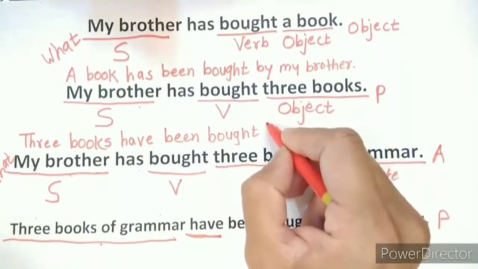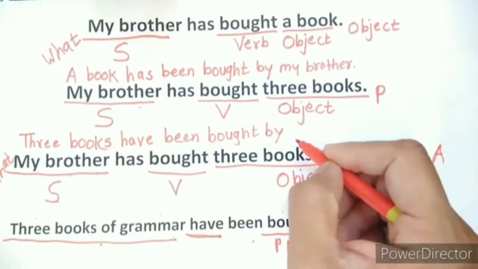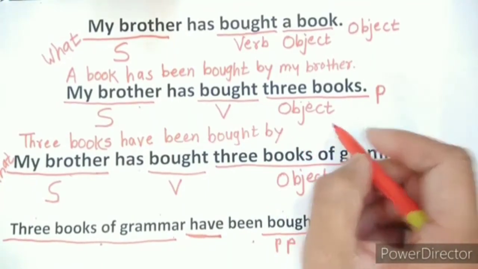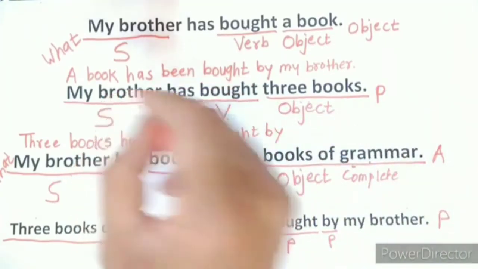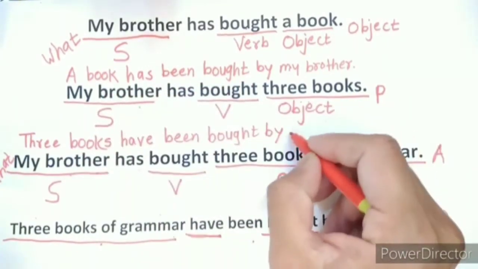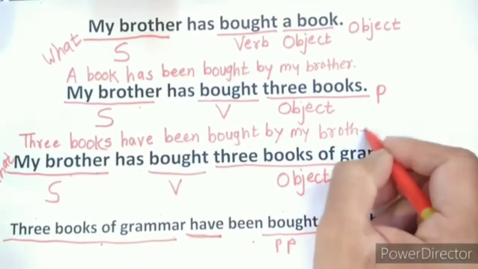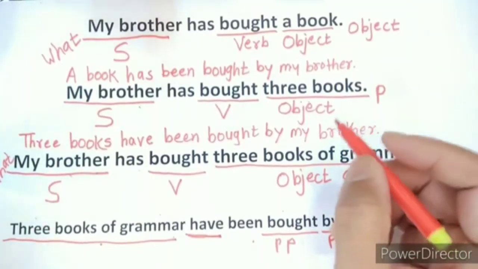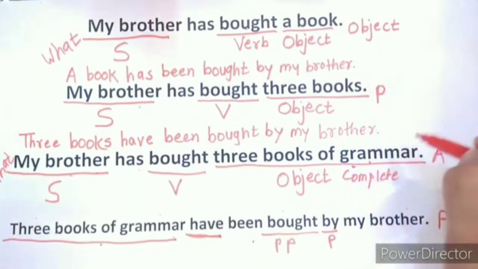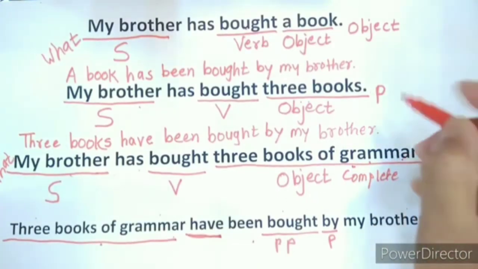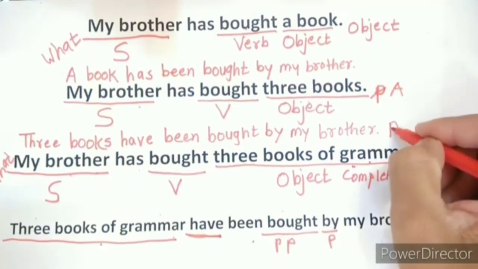Again, we will use the preposition by here, and at the end of the passive voice, we have to shift or swap this subject at the end of the passive voice. And what is the subject? My brother. So this is how we have converted this active sentence into passive sentence. Okay, this is active sentence, this is passive sentence.